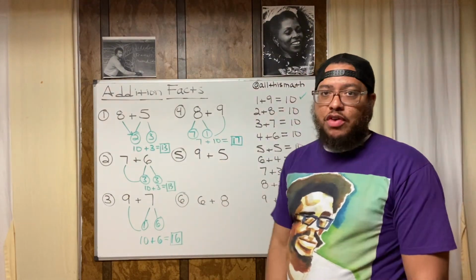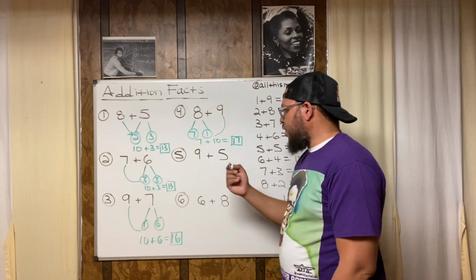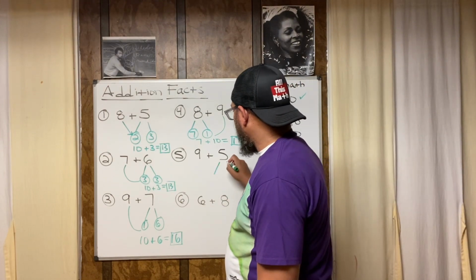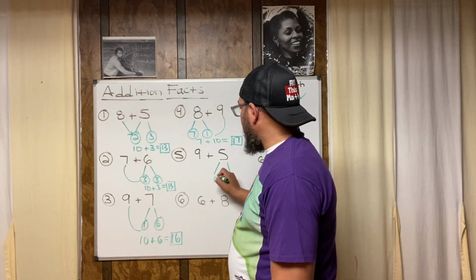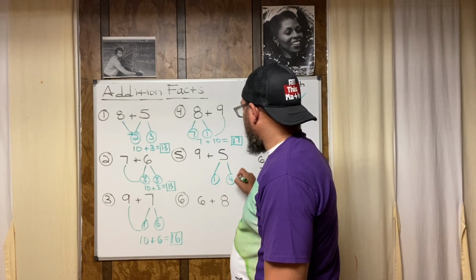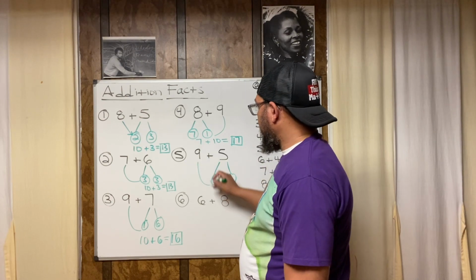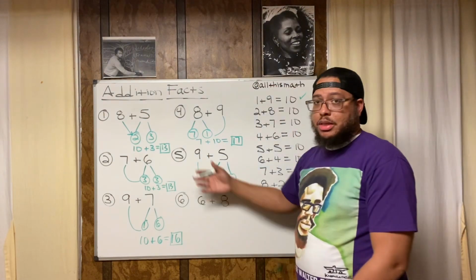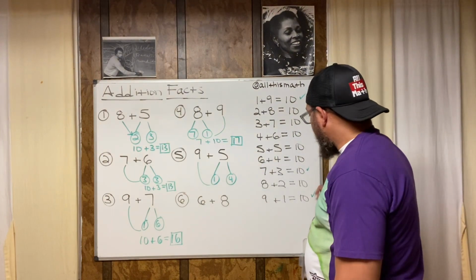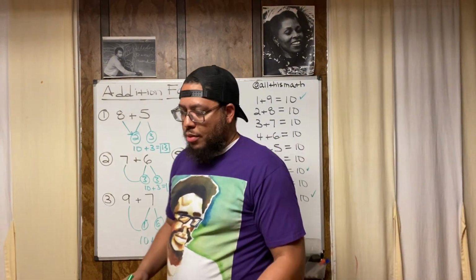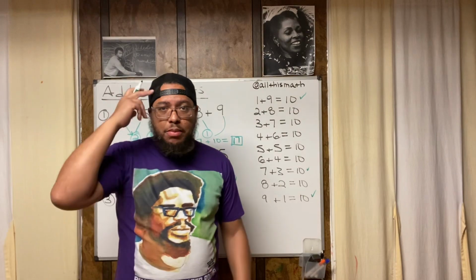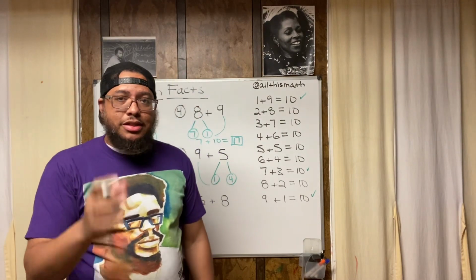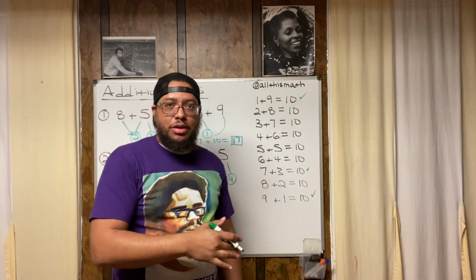Now I'm doing 9 plus 5. 9 plus 5, what am I breaking that down into? I'm going to break that into 1 and 4. Why am I doing that? Because I want to put the 9 with the 1, and if I put the 9 with the 1, now I get to 10. My whole goal is to get to 10. I'm going to keep saying that over and over again so you can memorize it. Your whole goal is to get to 10 because 10 is your happy number.